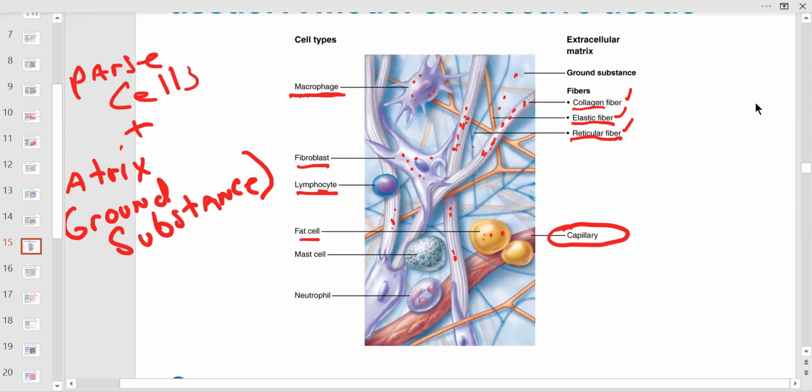And then you have mast cell. Now, mast cell is also immune. And remember this. This is important. Listen up. Mast cells secrete histamine.